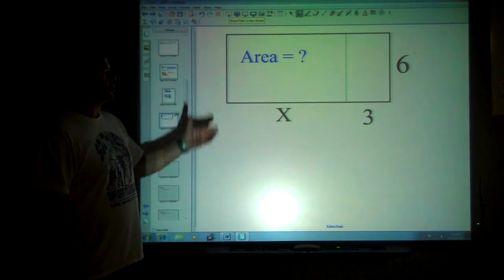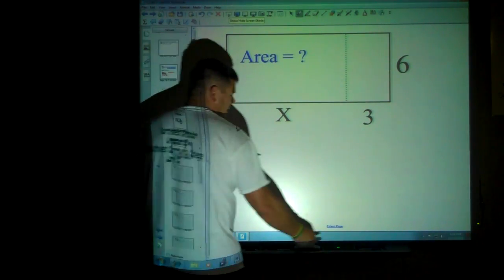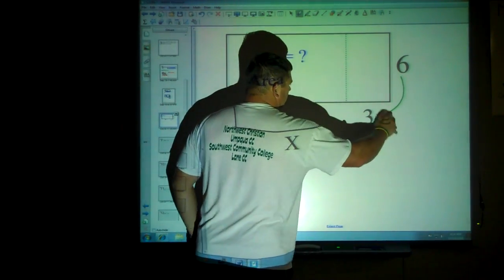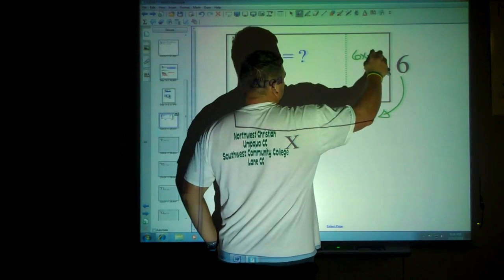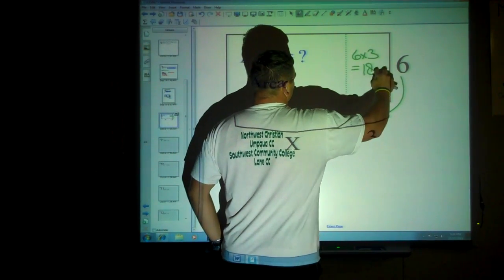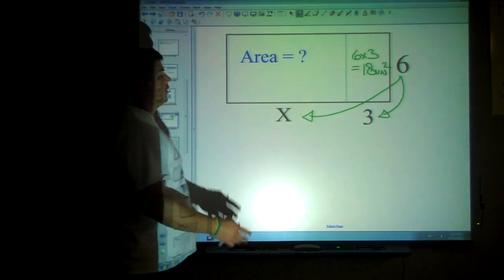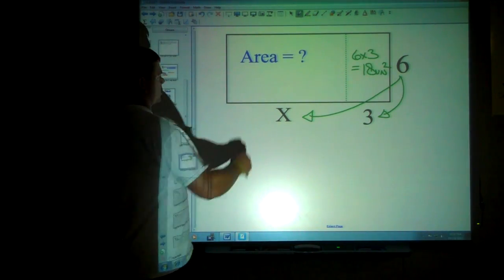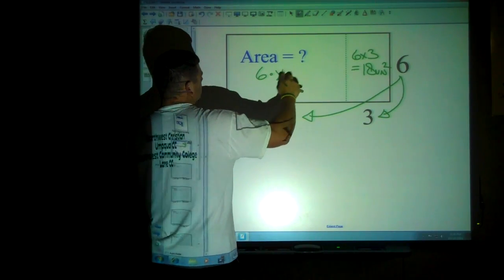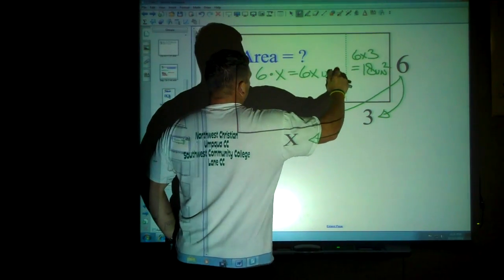Alright, so here's another situation. What's the area? Well, I'm going to take this 6 and I'm going to multiply it by 3. 6 times 3 is equal to 18 units squared. And I'm going to take this 6 and multiply it by x. Now, I don't know what x is. So the answer is 6 times x makes 6x units squared.